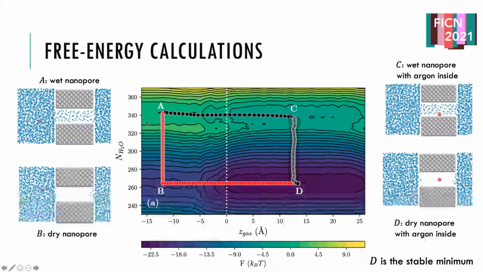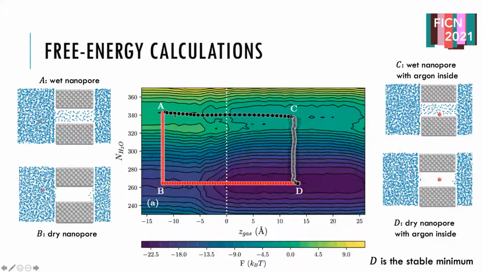The upper valley corresponds to the wet state of the pore, and here we observe two main states, the state A and the state C. State A corresponds to the wet pore with the argon far in the bulk, and state C to the wet pore and the argon atom inside. Correspondingly, the bottom valley corresponds to the empty state, so the dry state of the nanopore, and we have the B state and the D state, where the argon is in the bulk or inside the nanopore.